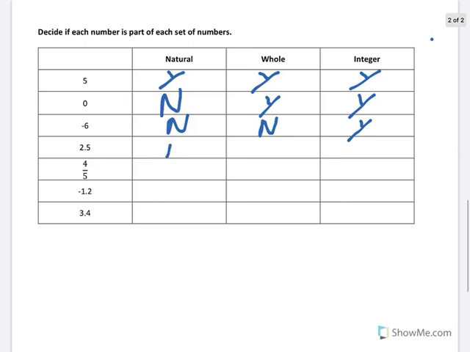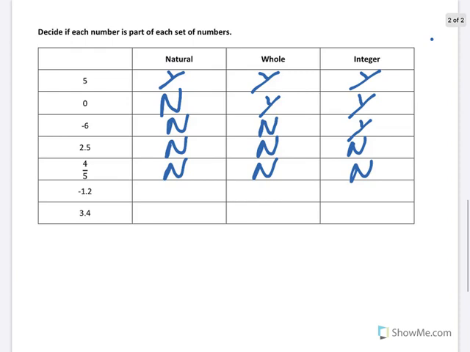2.5 is a natural number? No. No decimals. No. Whole numbers don't have decimals. No. Integers don't have decimals. 4/5, natural numbers don't have fractions. Whole numbers don't have fractions. Integers don't have fractions.